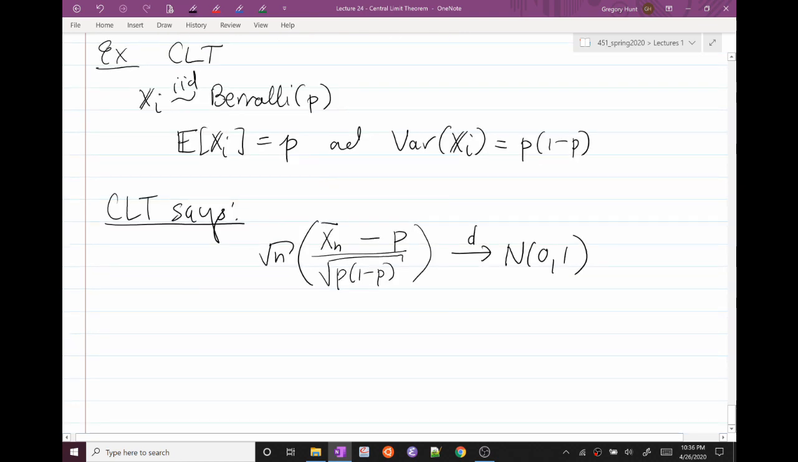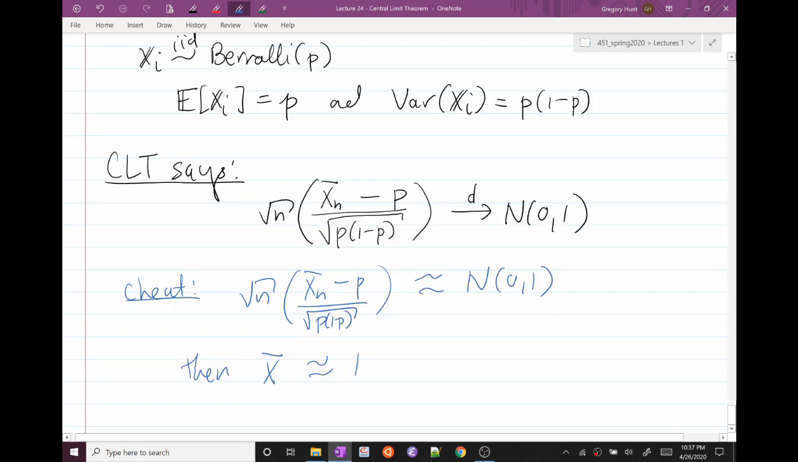And so what you learn in intro stats is that if we fudge it, if we cheat and say something like, okay, root n times Xn bar minus p over root p times 1 minus p is approximately a normal 0, 1, then what we get is that x bar is approximately, cheating in our notation here, a normal with a mean p, and you just algebraically solve, and a variance of p times 1 minus p over n.